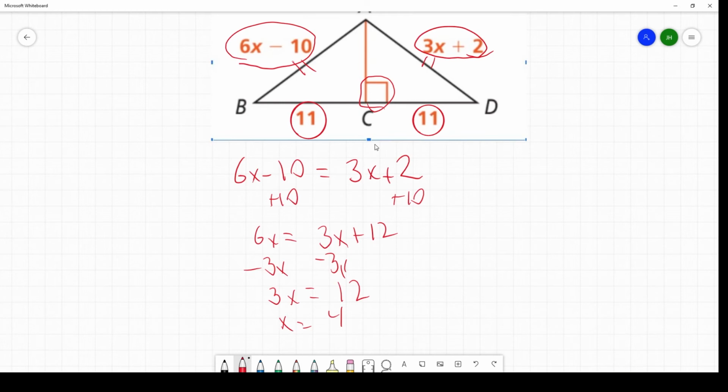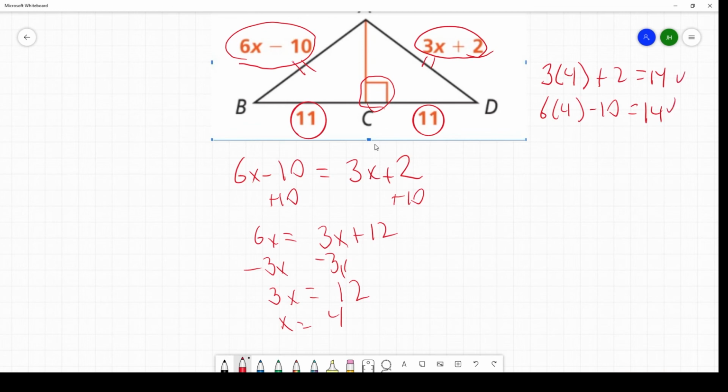Then we know that x equals 4. We can use substitution to figure out what this side and this side are, which are going to equal the same thing. So we could go 3 times the quantity of 4 plus 2, and that's 12 plus 2 equals 14. And if this one's 14, this one over here better be 14 as well. And we just go 6 times 4 minus 10. 6 times 4 is 24, minus 10 equals 14. Cool. So it checks out, and we see that those are both the same.